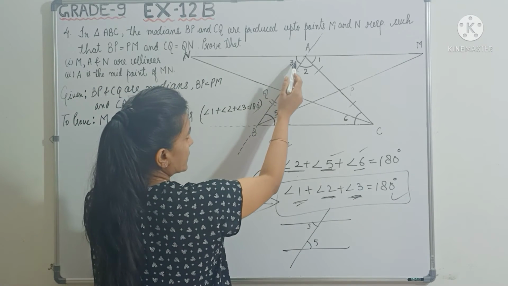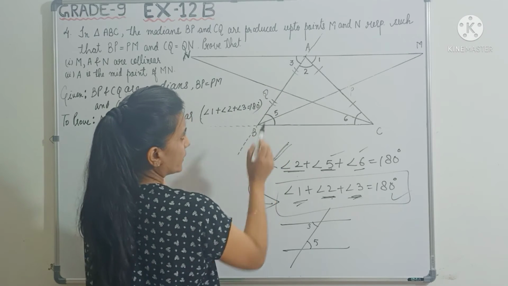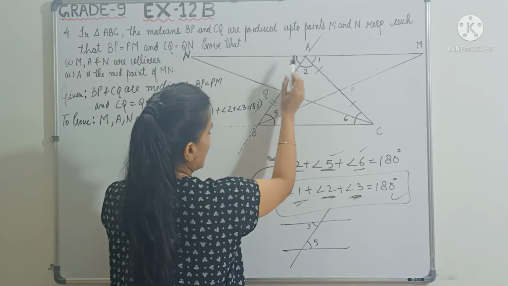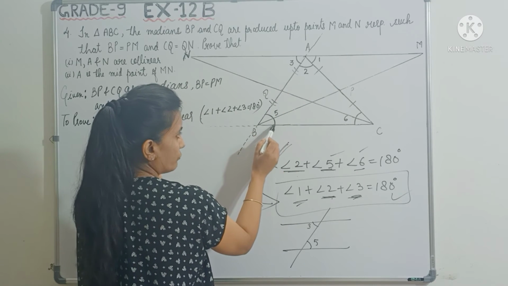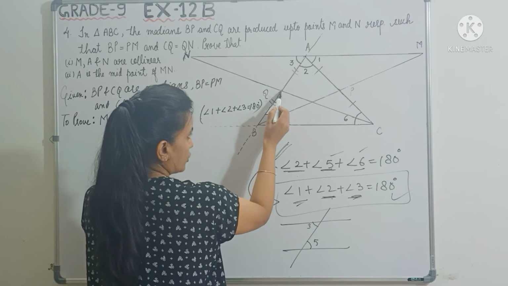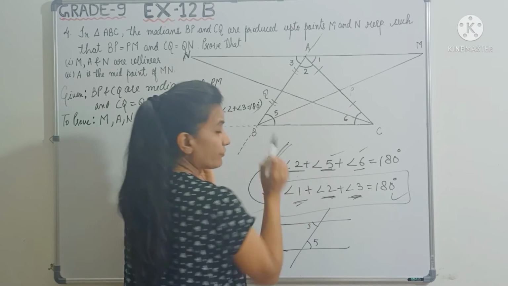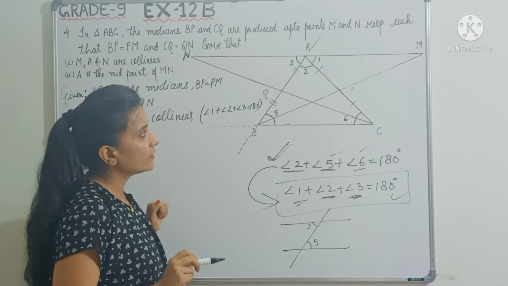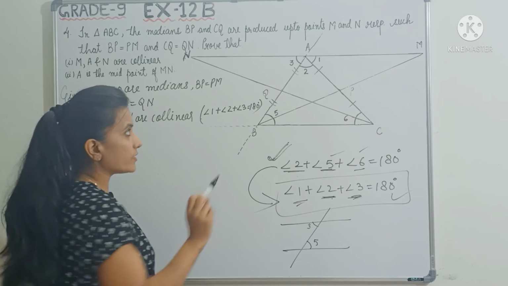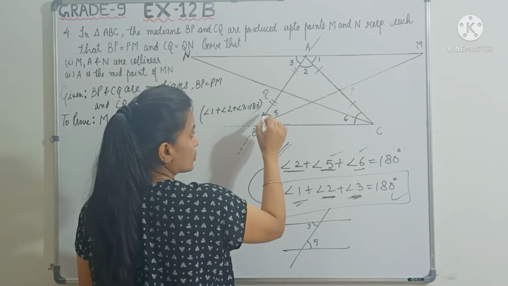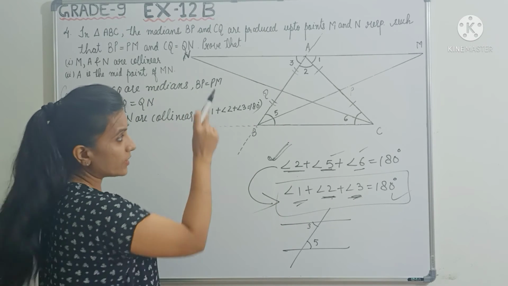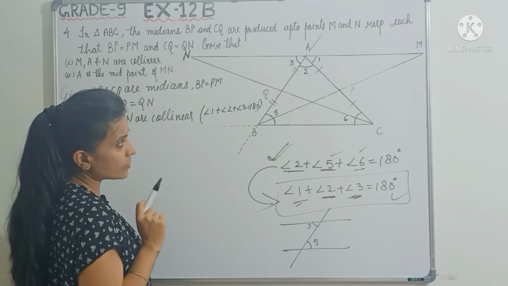See, angle 3 is a part of which triangle? Triangle QAN, right? Correct? And angle 5 is a part of which triangle? Triangle QBC. So if I show that these two triangles are congruent, then I can say, by CPCT, that angle 3 is equal to angle 5, right? So now think, can you show that these two triangles are congruent? Is it possible to show?